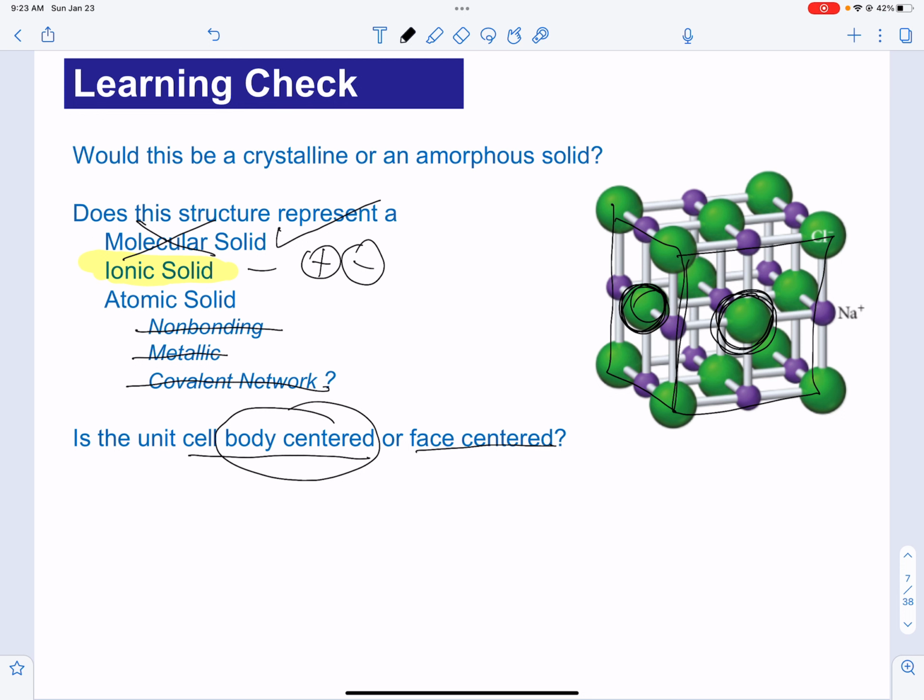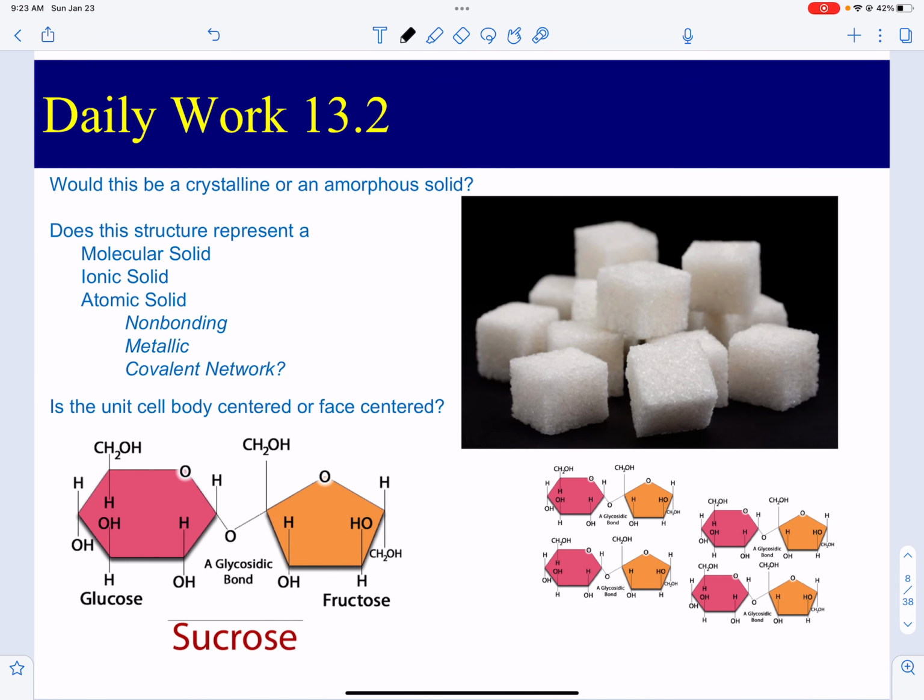So let's do this daily work. This is going on the paper you're going to upload, but let's do it together so I can review something more. Will this be a crystalline or an amorphous solid? When you look at this solid, does it look amorphous or does it look very well defined?